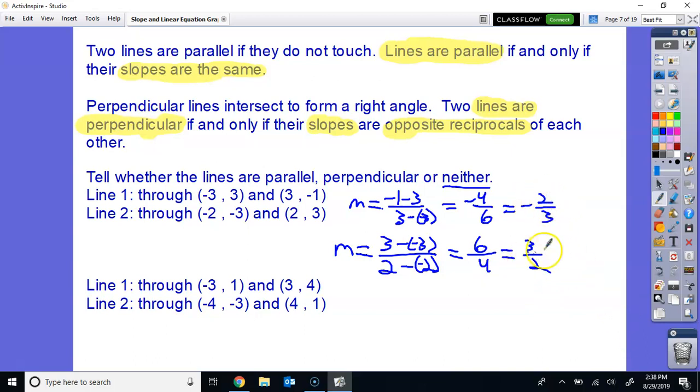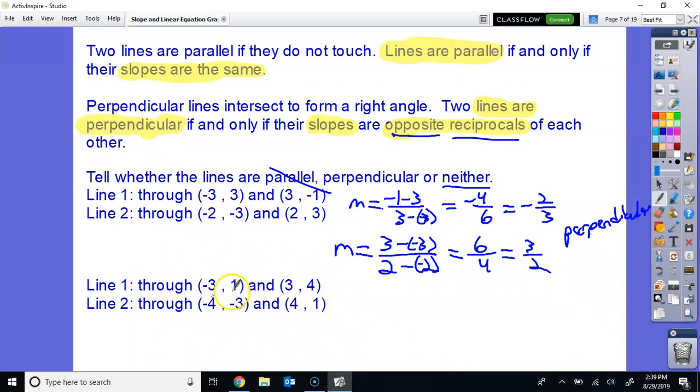Are these two the same? No, so they're not parallel. Are these two opposite and reciprocal? Yes. This one is negative. This one is positive. This one is 2/3. This one is 3/2. Or 2 over 3, 3 over 2. That means they are opposite and reciprocal. So these two lines right here are what we would call perpendicular.